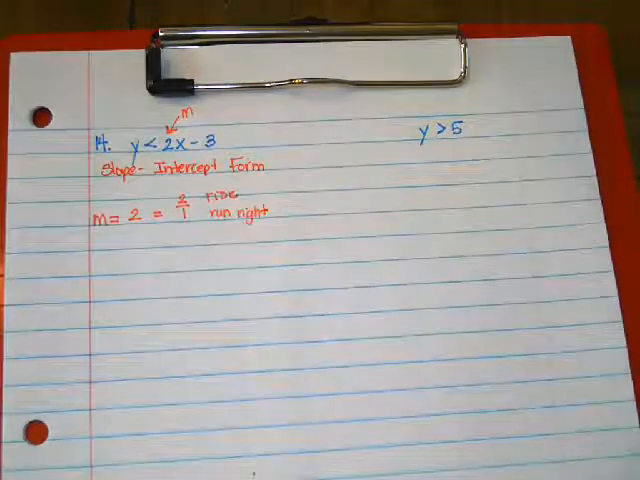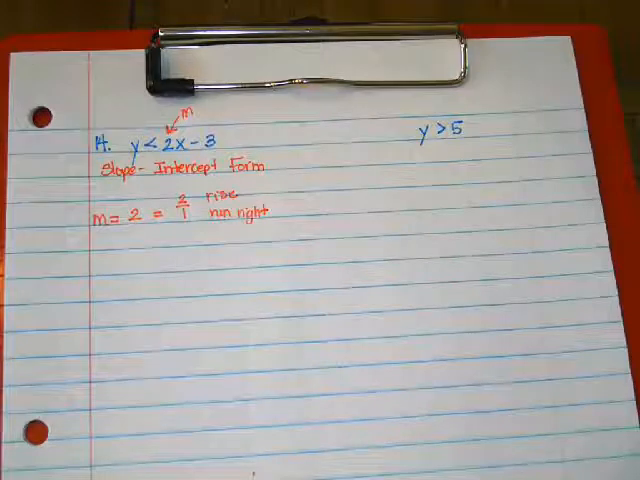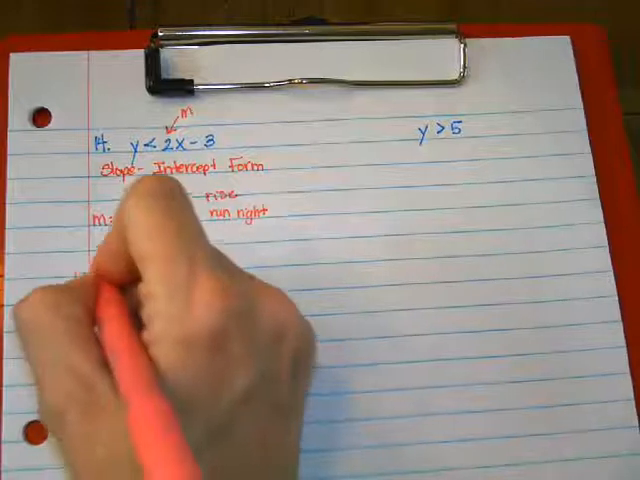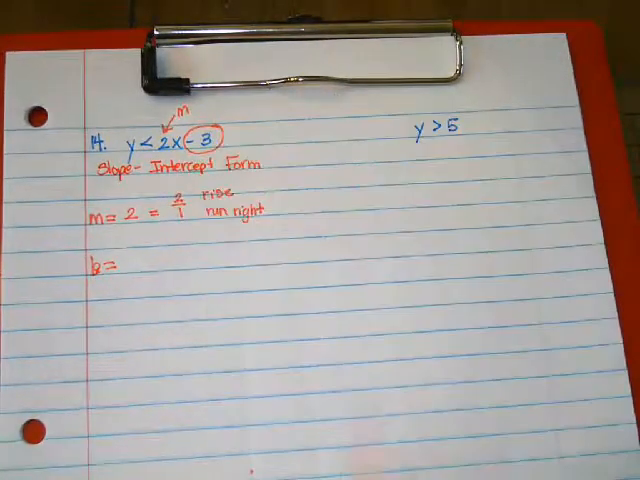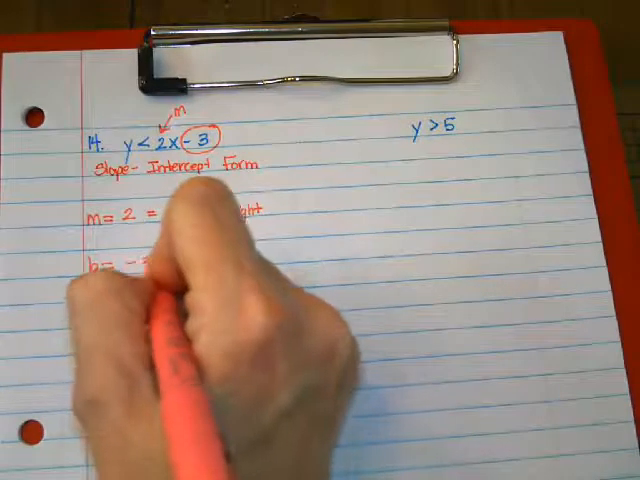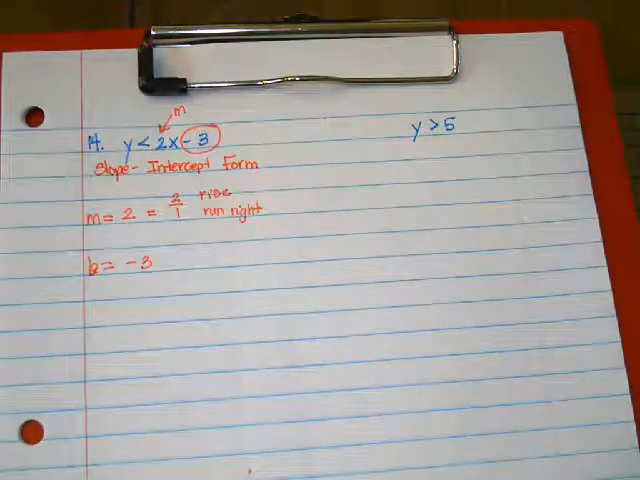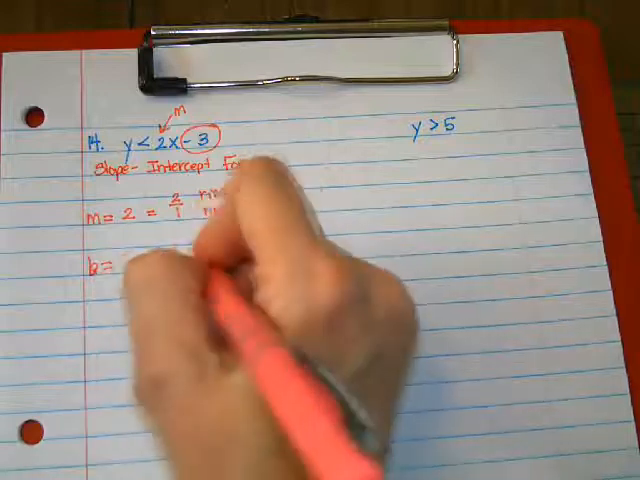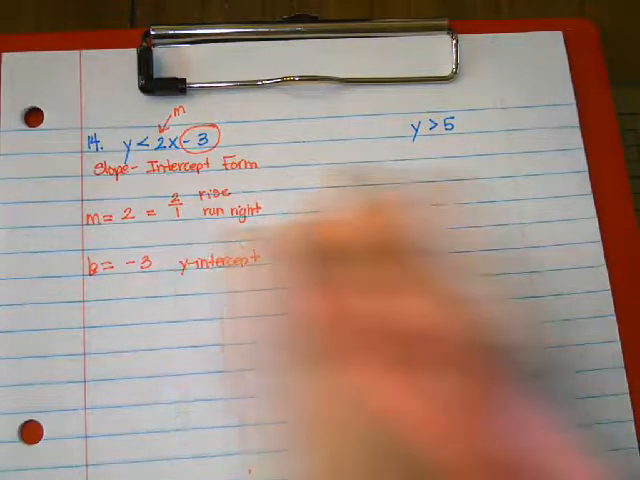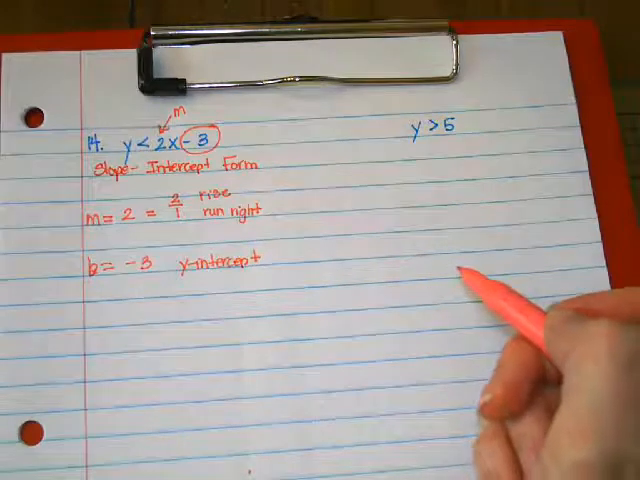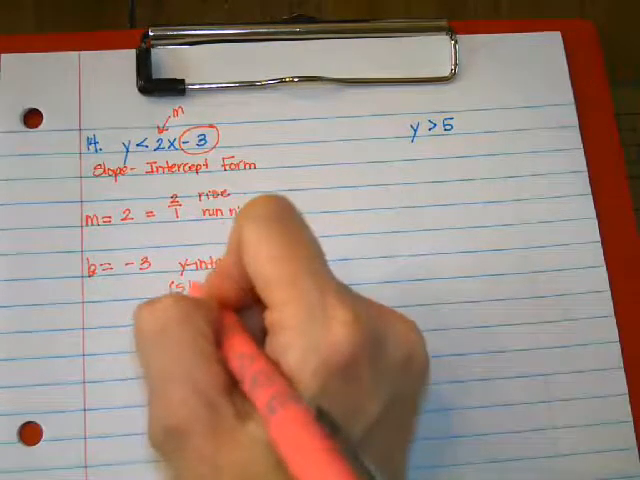Fantastic. Now, where's my b value, Mr. Isaiah? Beautiful. My b value is this entire back end. It is -3. Gorgeous. Love it. So what does that b value tell me? That's correct. That's my y-intercept. All right, so Ethan, what does it also mean to be my y-intercept? Yes, that's my starting point.